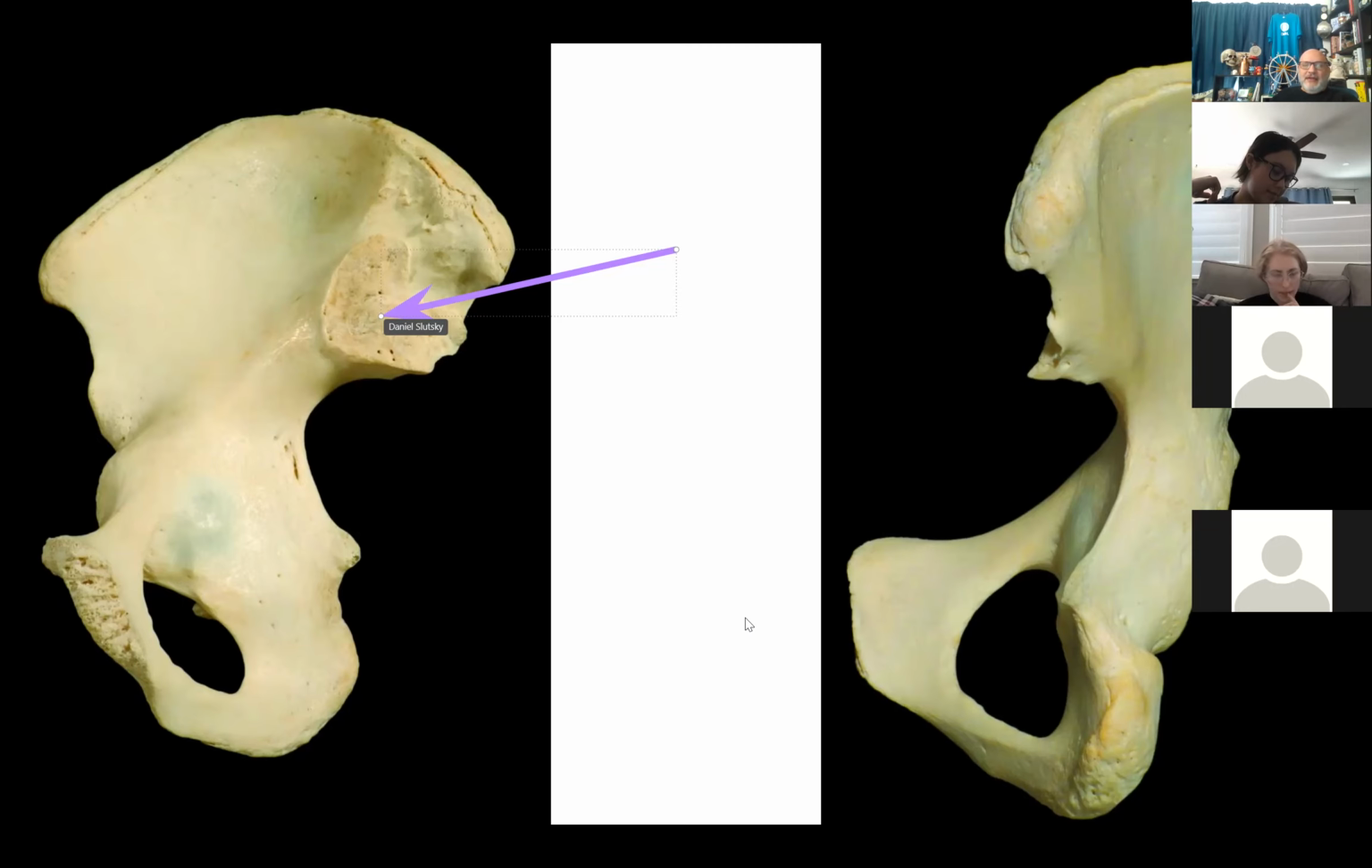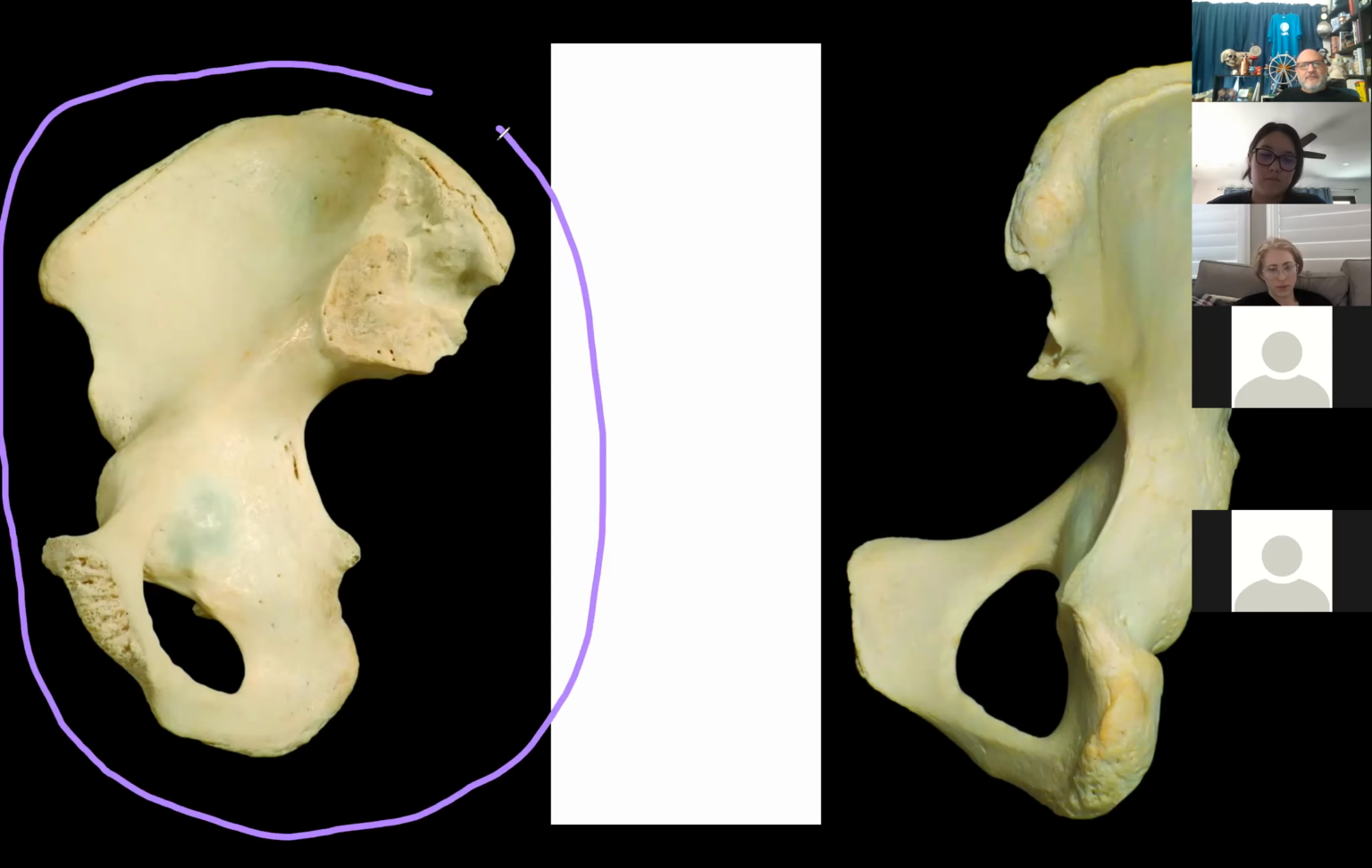Excellent. And identify this skeletal feature, because this is indeed a skeletal feature. Well, here, hold on. Let's get rid of the arrow. Identify the skeletal feature. What is this skeletal feature? Os coxa. Excellent. Is it right or left? Right? It is indeed a right. There you go. So how do you tell?